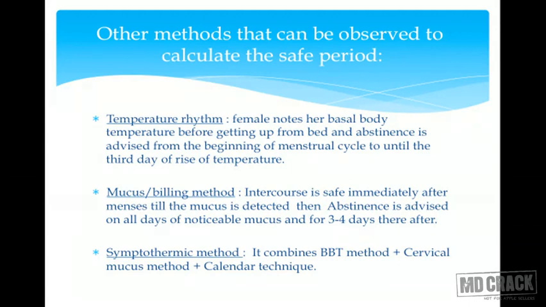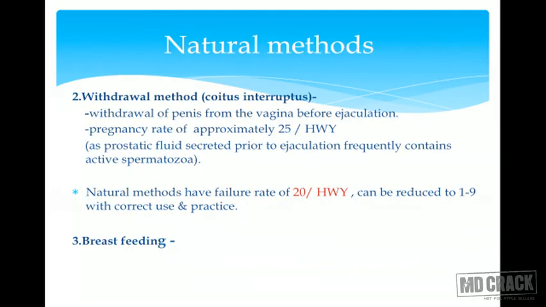Then the symptothermic method combines all: basal body temperature plus cervical mucus plus the calendar technique. Withdrawal method, coitus interruptus: withdrawal of the penis from the vagina before ejaculation. Pregnancy rate is approximately 25 per 100 women years, because the prostatic fluid secreted prior to ejaculation frequently contains spermatozoa, and that leads to pregnancy. So the failure rate is very high, almost 20, and it can be reduced to almost 9 if the practice is used correctly.